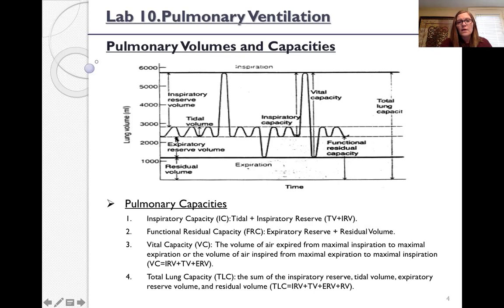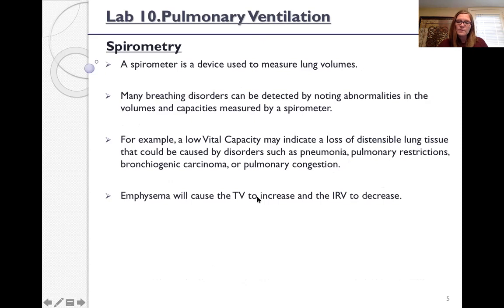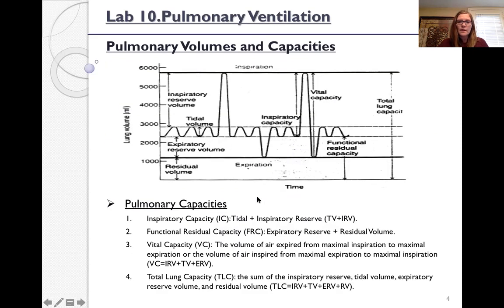So that piece from this mark here down to the bottom of the residual volume would give us our capacity there. Vital capacity is the volume of air expired from the maximal inspiration to the maximal expiration. So basically this calculation: VC equals the IRV plus the tidal volume plus the expiratory reserve volume. This whole section right here is what we would use for vital capacity.